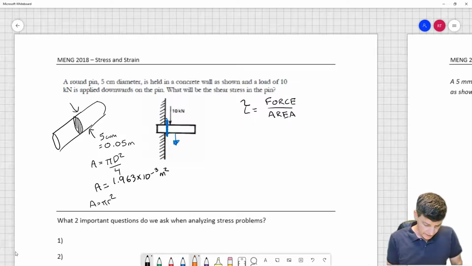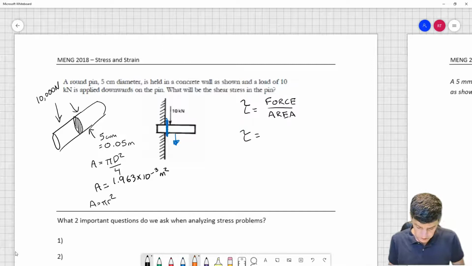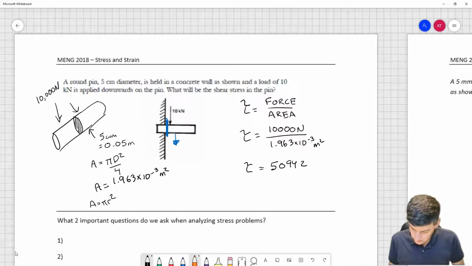The force that I've applied would be 10 kilonewtons. It happens in the downwards direction, and 10 kilonewtons is equivalent to 10,000 newtons. So the shear in that part would be 10,000 newtons divided by 1.963 times 10 to the negative 3 square meters, and tau is going to be equal to 5,094,243 Newtons per meter squared.